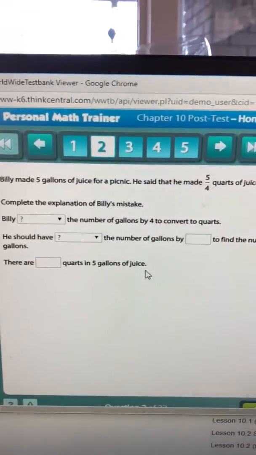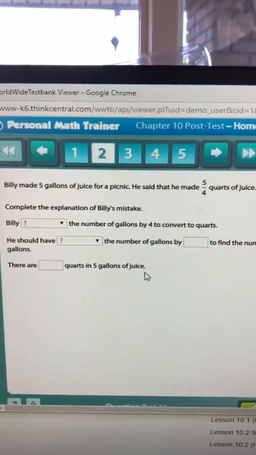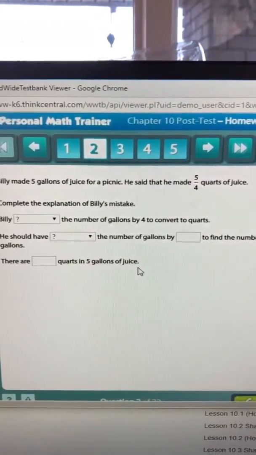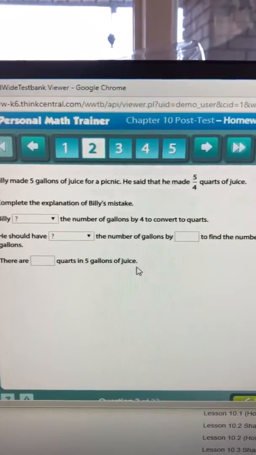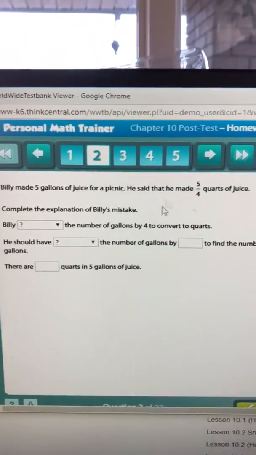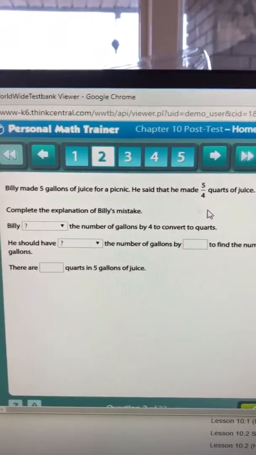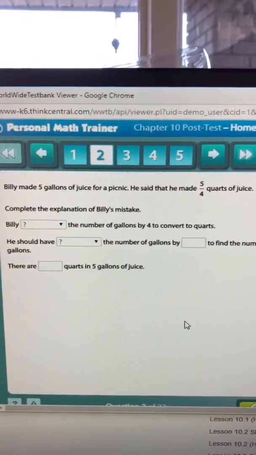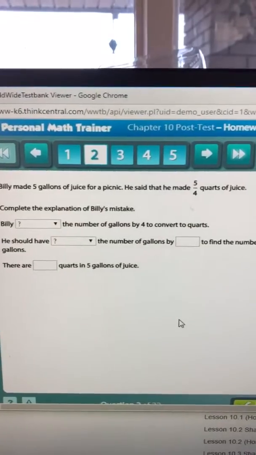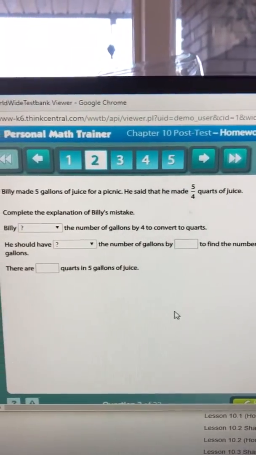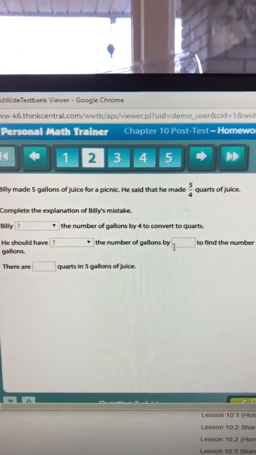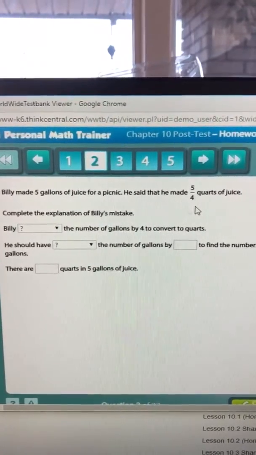Okay, this is a longer problem. Billy made 5 gallons of juice for a picnic. He said that he made 5/4 quarts of juice. Notice that improper fraction? Complete the explanation of Billy's mistake. Well, before you even do this, you might want to think about how many quarts are in a gallon. Is this a reasonable answer?